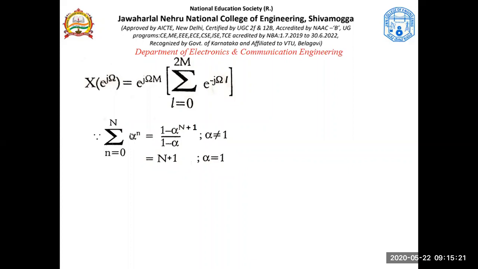If alpha is 1, it is 1 to the power n. So how many times is this 1 being added? It is being added from 0 to n. So at the 0th sample we have 1, at the first sample there is another 1, at the second sample we have another 1, till the nth sample we have 1. So how many ones do we have? We have n plus 1 ones. So if alpha is 1, the sum would be n plus 1. But that is not the case. This exponential is not 1. That's why this formula is going to be applied.